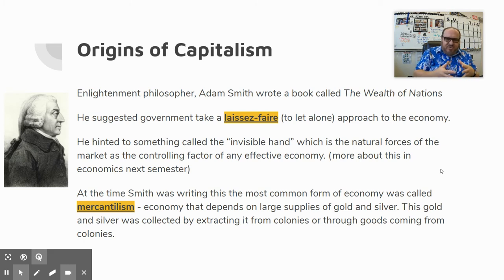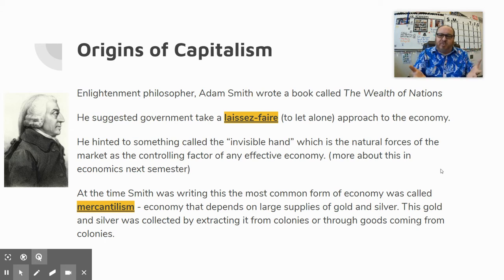But at the time when Smith was writing this, the most common form of economy was known as mercantilism. And mercantilism was a lot like capitalism. It was an economy that depended on really large supplies of gold and silver. How did countries get this gold and silver? Well, they'd go out and they'd take over lands, dig that gold and silver up, take it back home and use it as money. Or they would take natural resources from other lands, colonies, take those natural resources back home, turn them into manufactured goods, and then sell those manufactured goods all over the world.